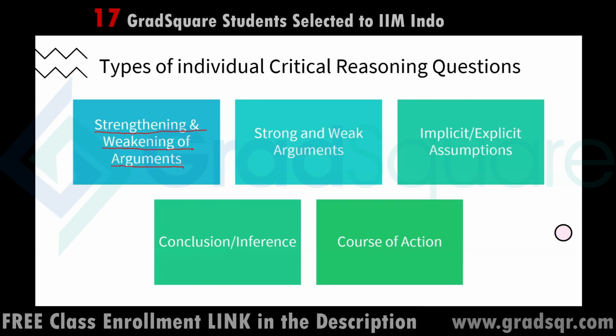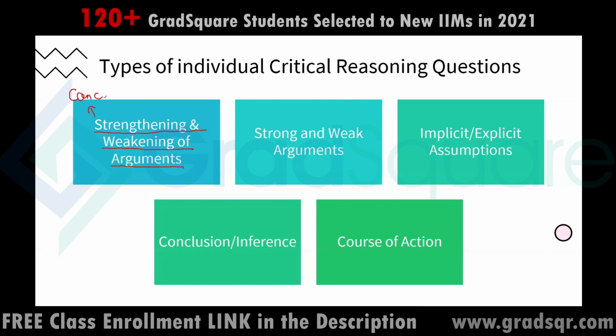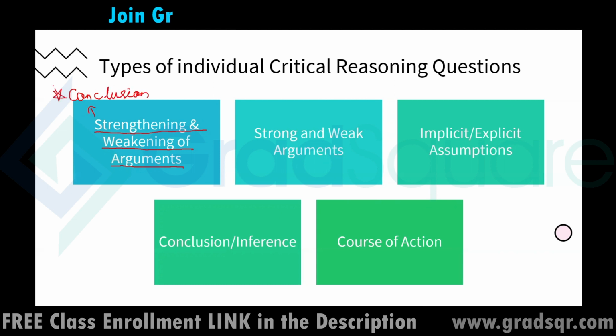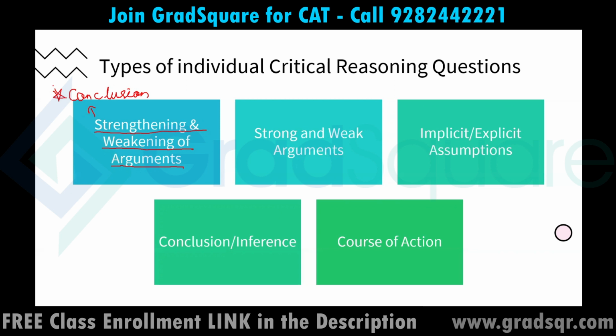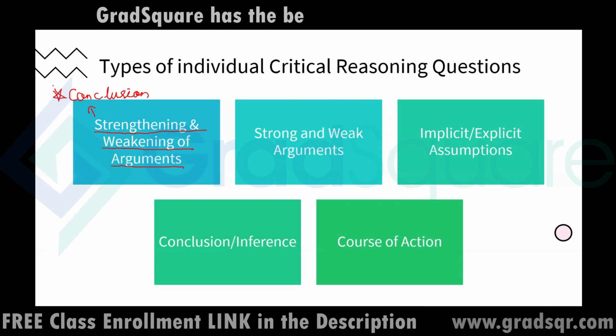Okay. So what we are supposed to do inside this argument is that we have to first figure out, most importantly, what is the conclusion. In strengthening and weakening of arguments type of questions, identifying the conclusion becomes the component of the argument which is of the most paramount importance, right?